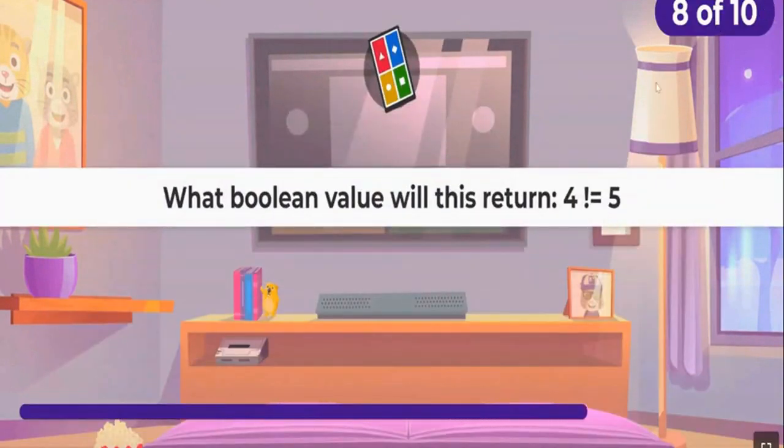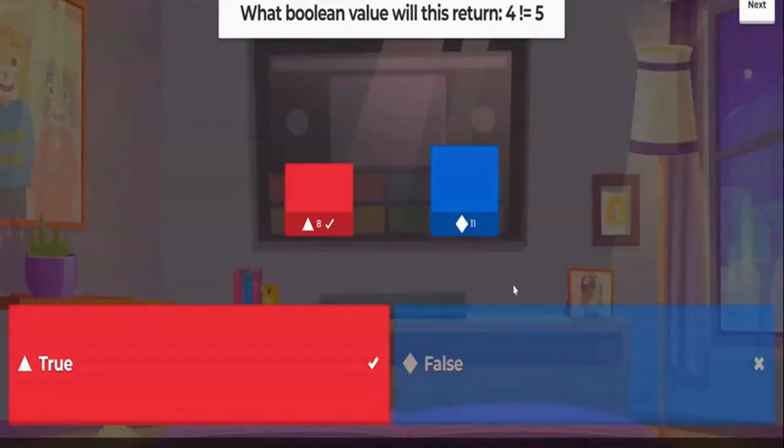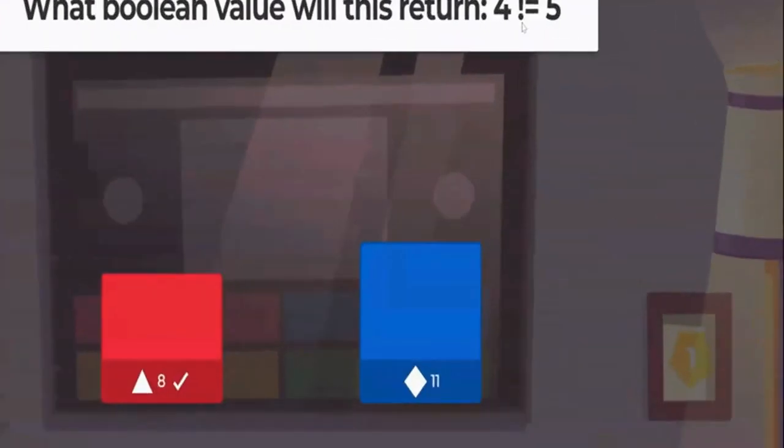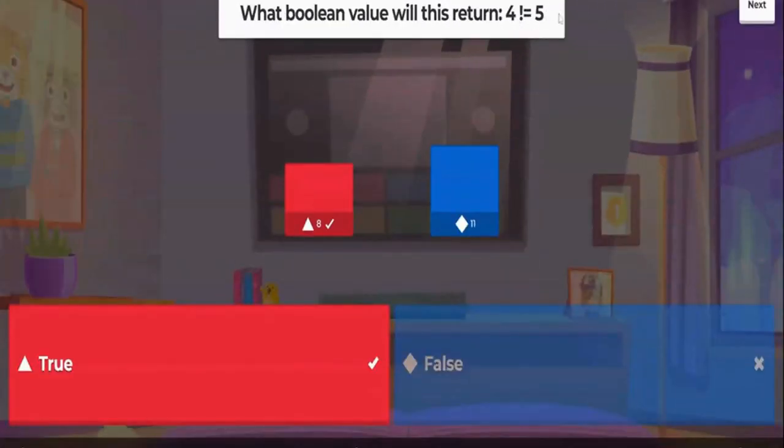What Boolean will this return? 4 is not equal to 5. Okay, so this exclamation mark equal sign is basically saying not equal to. And 4 is not equal to 5. So technically, this does result in a true because that is true. 4 is not equal to 5.